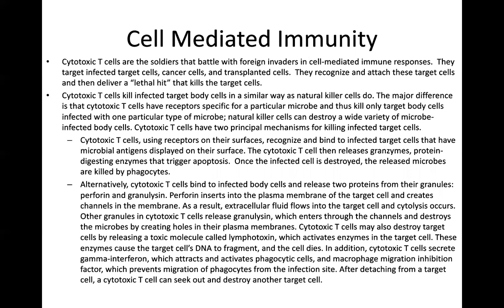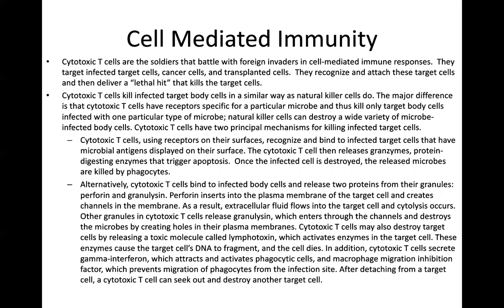They can kill infected target body cells in a similar way as a natural killer cell does, which we talked about that process the other day. The major difference is that cytotoxic T cells have receptors specific for a particular microbe and thus kill only target body cells infected with one particular type of microbe, whereas natural killer cells attack a wide variety of microbe-infected body cells. There are two principal mechanisms that those killer T cells utilize to kill infected target cells.